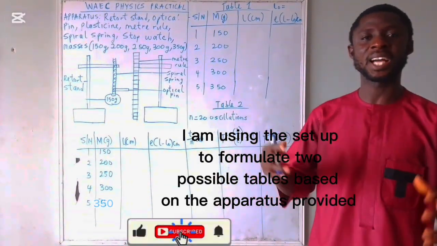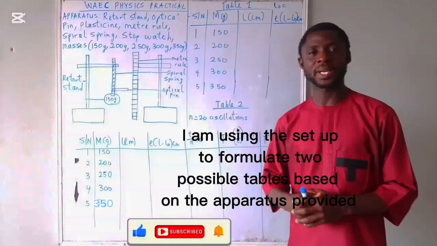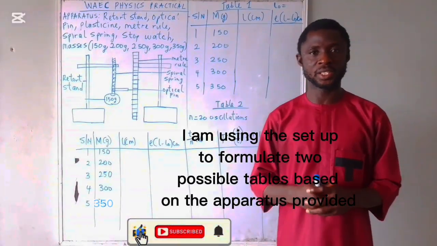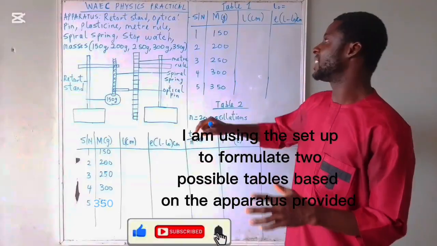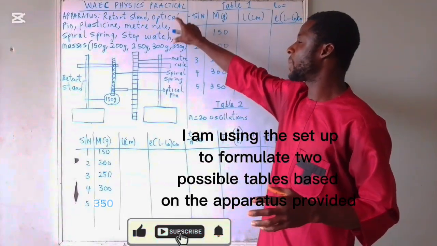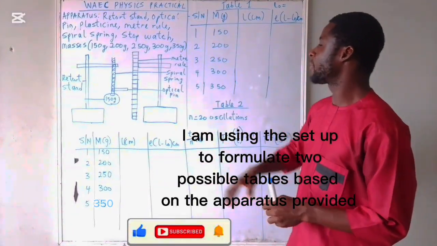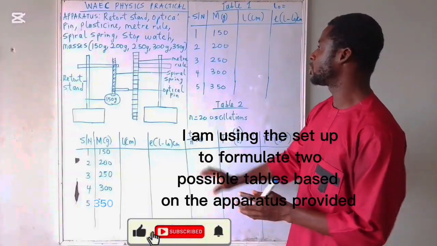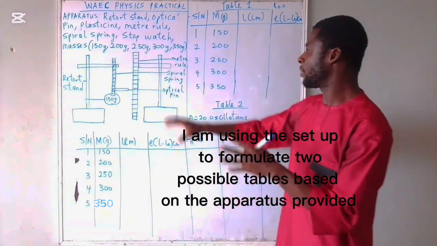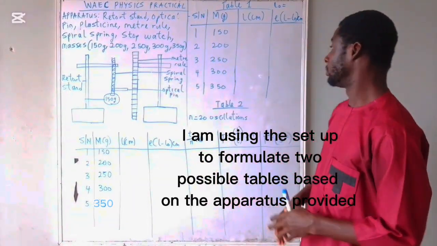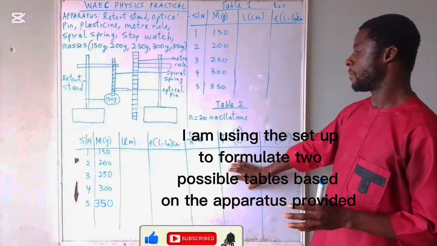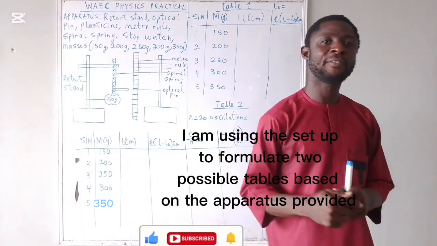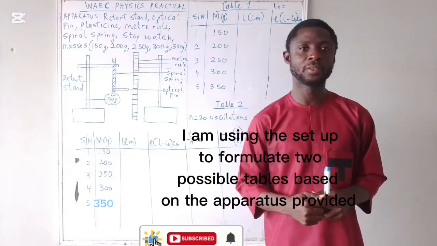Today we are back in class and we want to look at the WAEC practical for the year 2026. From the experiment given to us, we are looking at this apparatus for mechanics. For this apparatus, I try to deduce the setup, and from this setup we can deduce two tables, Table 1 and Table 2. Let's dive into the experiment fully.